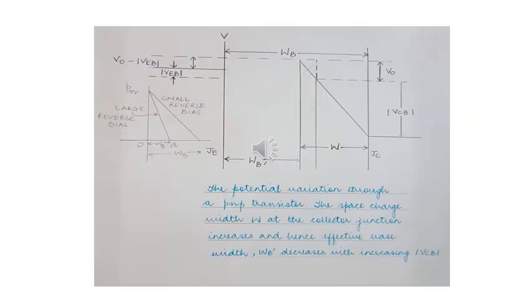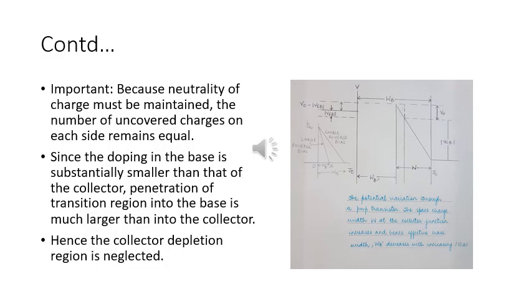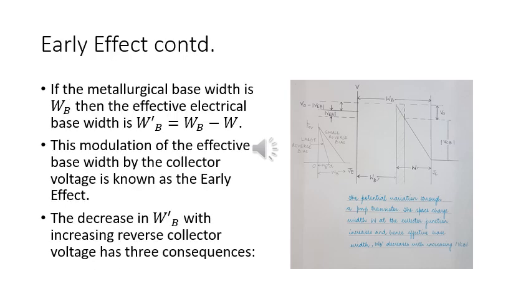This slide shows the potential variation through a PNP transistor. The space charge width W at the collector junction increases and hence effective base width WB' decreases with increasing VCB. It is important because neutrality of the charge must be maintained. The number of uncovered charges on each side remains equal. Since the doping in the base is substantially smaller than that of the collector, the penetration of the transition region into the base is much larger than that into the collector. Hence, the collector depletion region is narrow. If the metallurgical base width is WB, then the effective electrical base width is WB' equal to WB minus W.